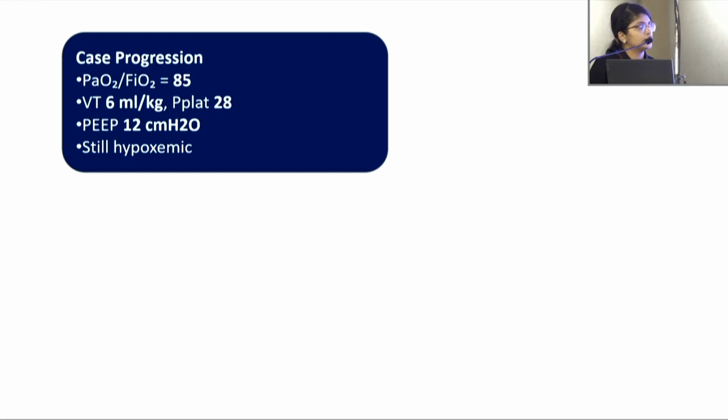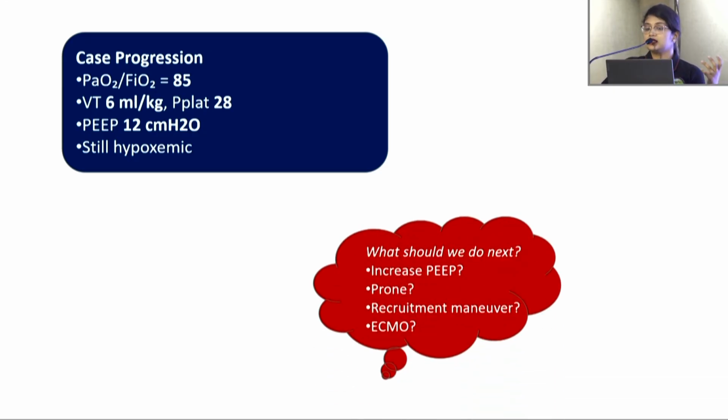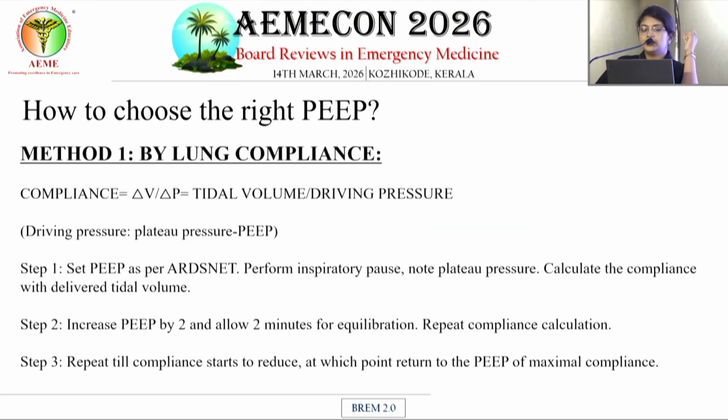So, case progression: you have done lung protective ventilation, you have set an optimal PEEP, but still the PF ratio is 85 and the patient is hypoxemic. So what to do next? Should I increase PEEP? Should I put him prone? Should I do recruitment maneuvers or should I go for ECMO? So how to choose the right PEEP?